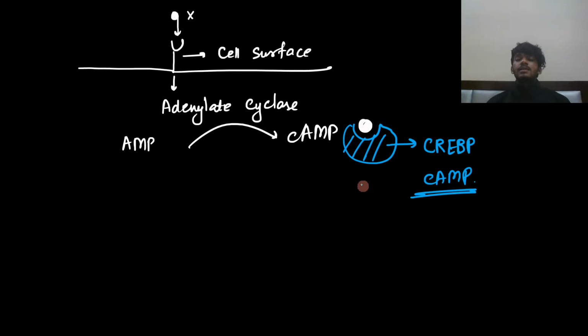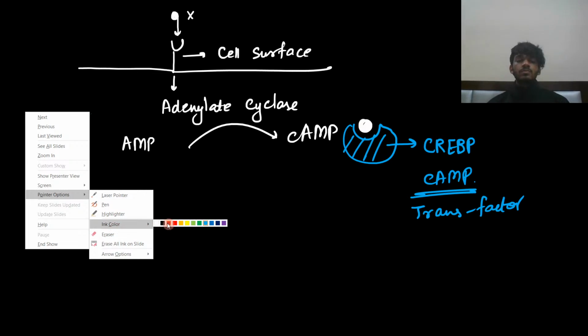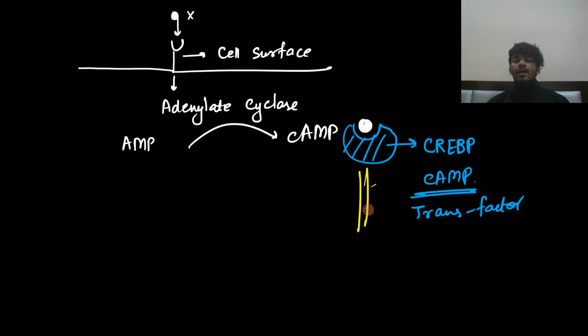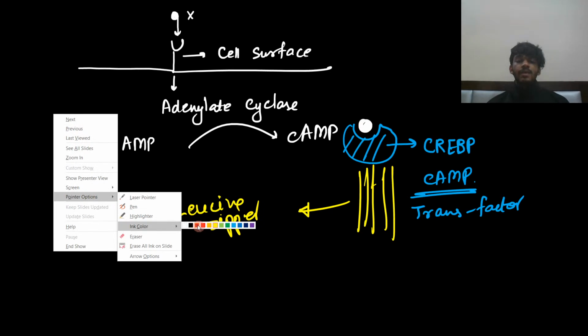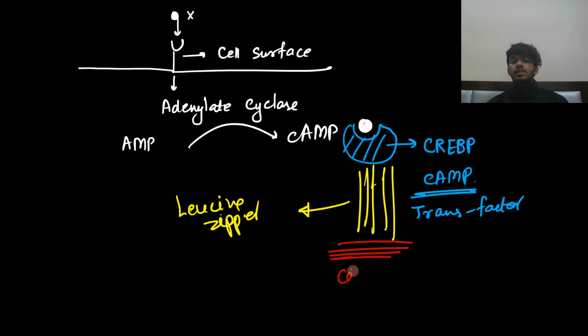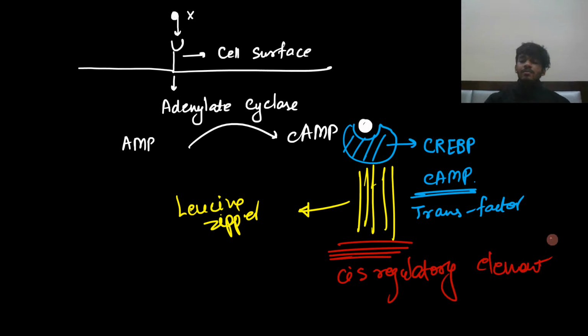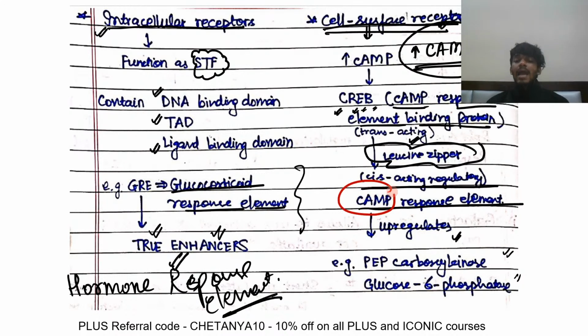Then this entire complex is the trans-activating factor, the trans factor. Via the leucine zipper, it binds to a cis regulatory element, which will further increase the expression. What is that cis regulatory element known as? We just saw that it is known as the cAMP response element, or the cAMP CREBP response element. And that will upregulate certain enzymes.